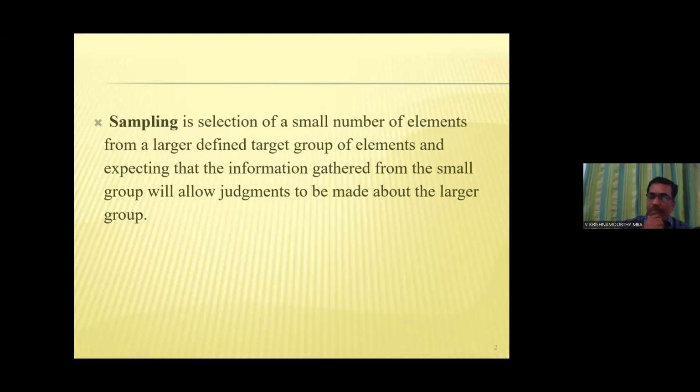Whenever we do sampling, two aspects should be considered. First, selecting the right number of people. Another is selecting the right number of samples. These two aspects are very, very important. What is selecting the right number of people? What does the right number of people mean?